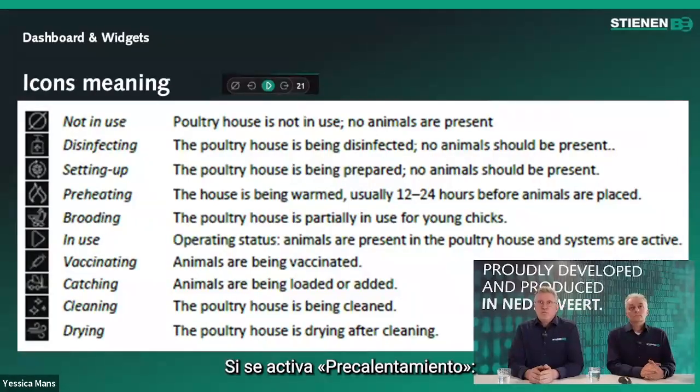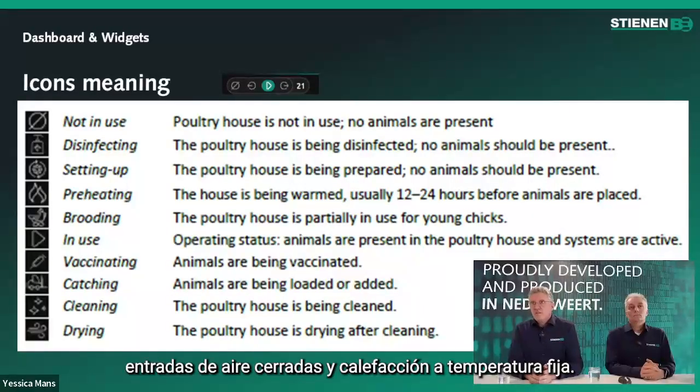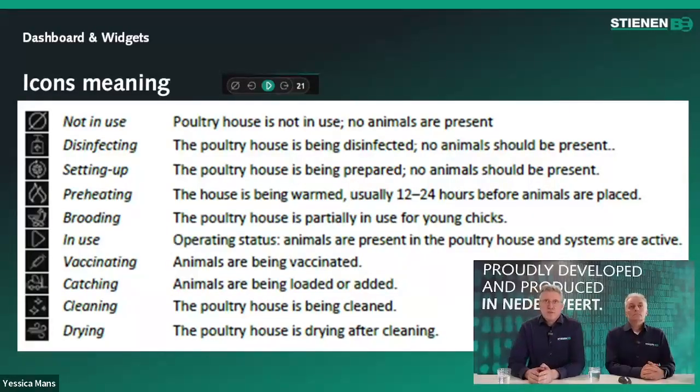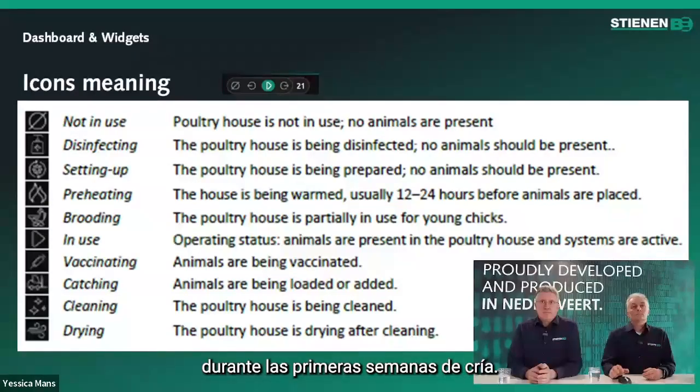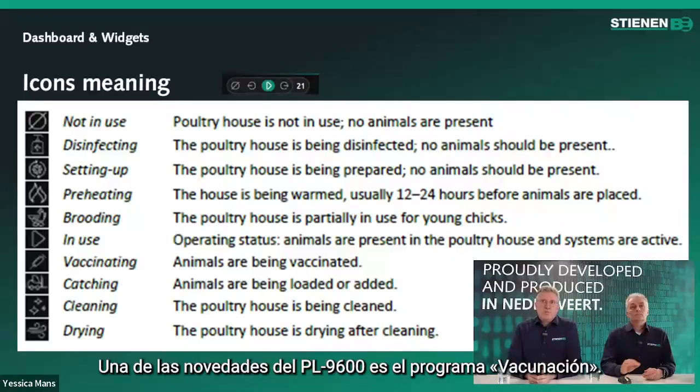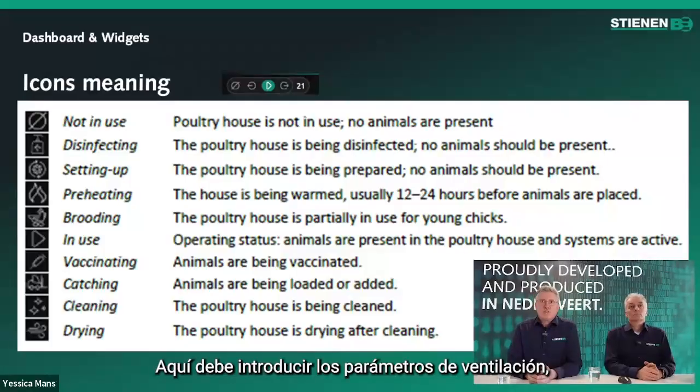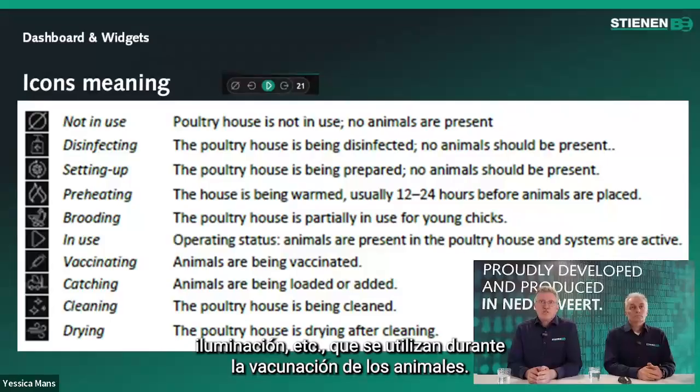Preheating. This is used when warming up the house with ventilation off, inlets closed, and the heating set to a fixed setting. If activated, brooding. You can use this if you're using a smaller part of the house during the heating and the first weeks of the rearing. Then, in use, all settings work automatically. New in the PL-9600 is vaccination. Enter here the parameters for the settings you use to vaccinate the animals, such as ventilation, lighting, etc.